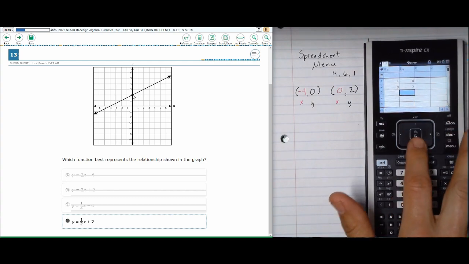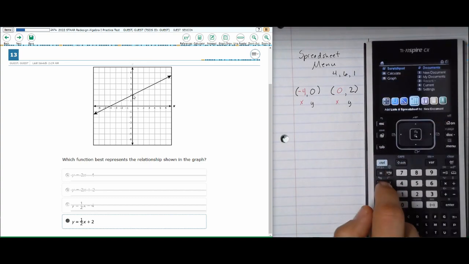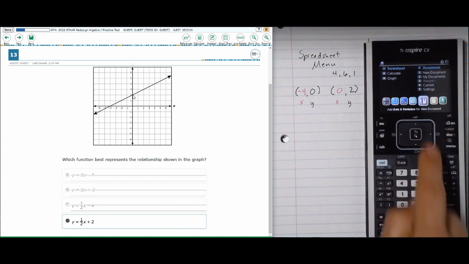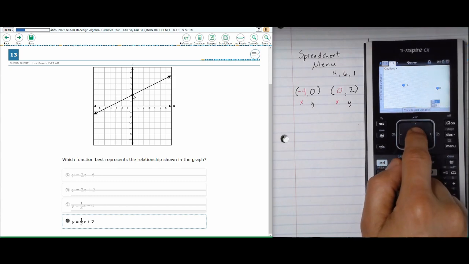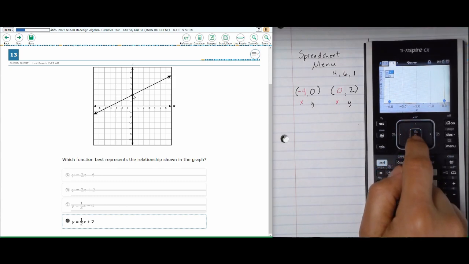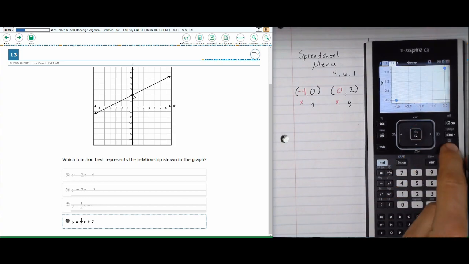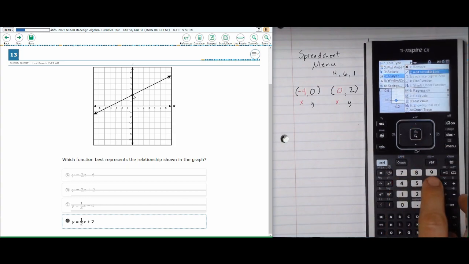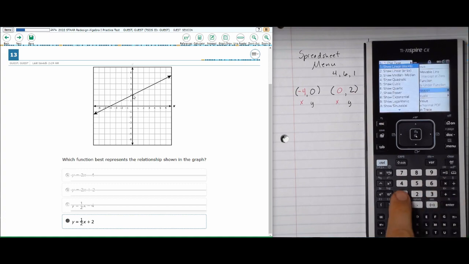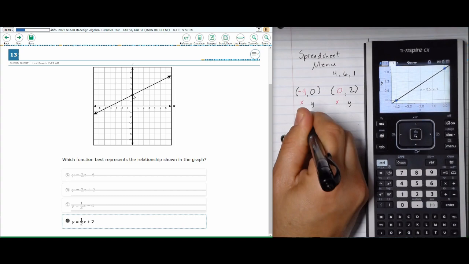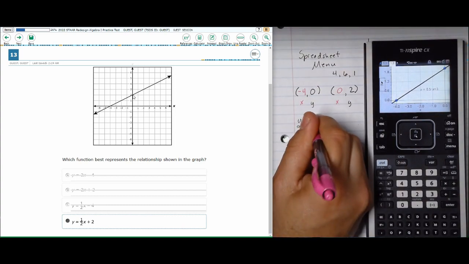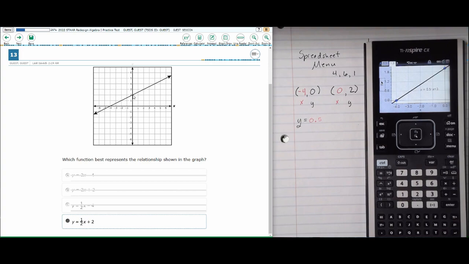Now once I put all those points in and I click out of that last box, I'm going to go home. I'm going to go to data, the one right beside it, hit enter. I'll go down to the bottom and change this axis to X. I'm going to change this one to Y, and then hit menu 4, which is analyze, 6 for regression, and 1 for show linear mx plus b, because this is a linear equation. And notice it gives me the equation y is equal to 0.5x plus 2.